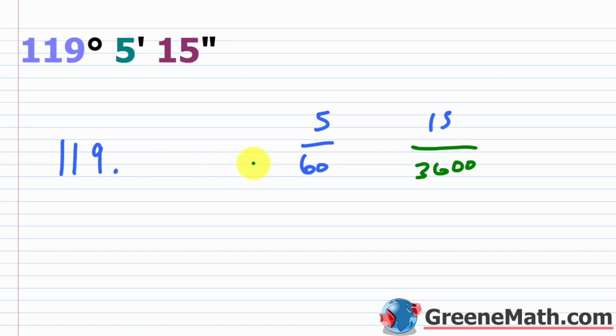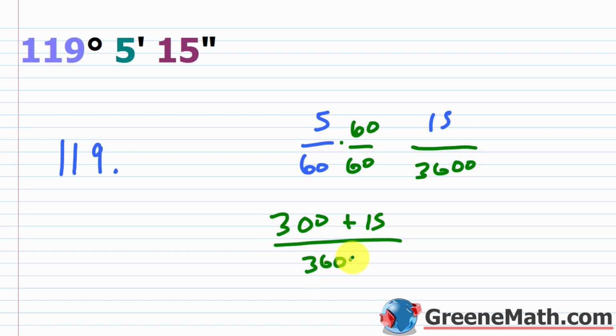Now, in a lot of cases, you're going to get a nasty repeating decimal for each of them. It doesn't happen all the time. Sometimes it works out nicely. But my suggestion to limit that is to just get a common denominator going. So I'm just going to multiply this by 60 over 60. This is going to be 300 plus 15 over 3600. And this is going to be 315 over 3600, okay? And this is going to work out to a nice decimal for us, which is 0.0875.